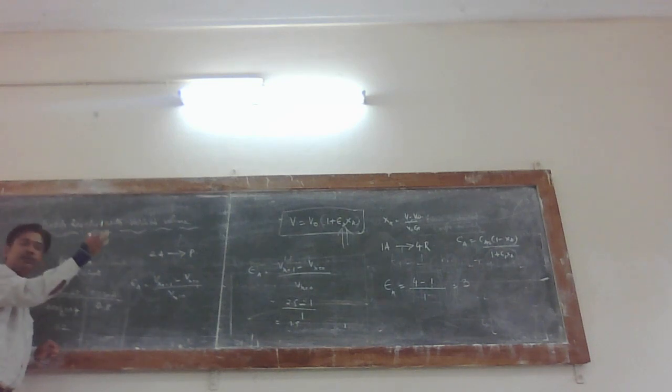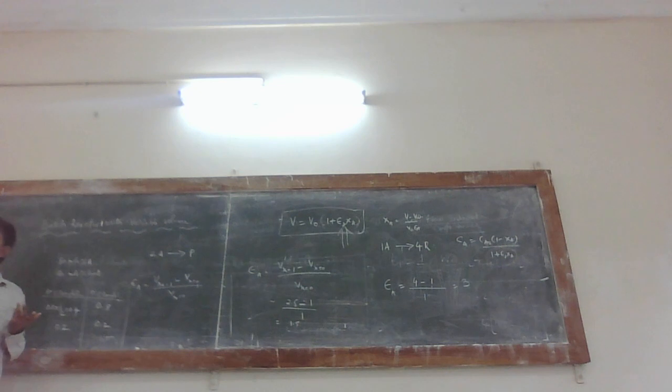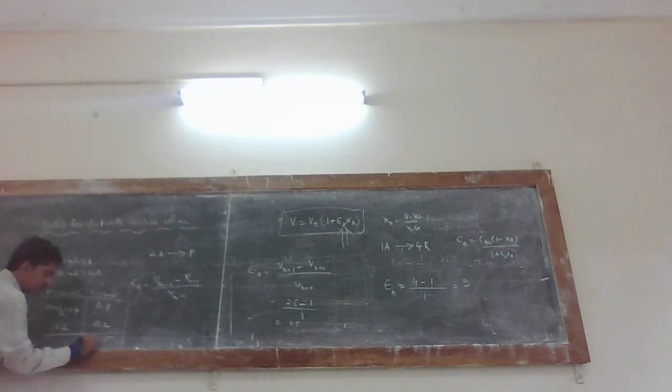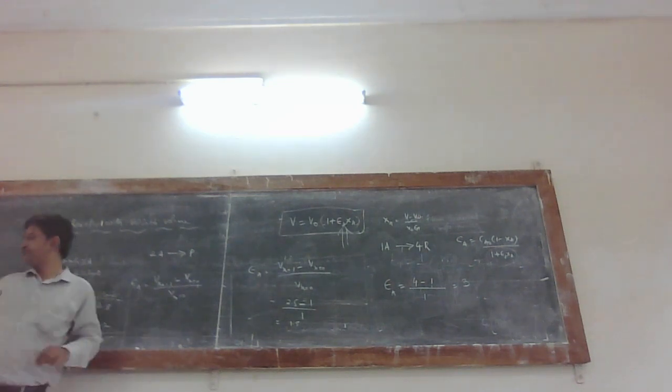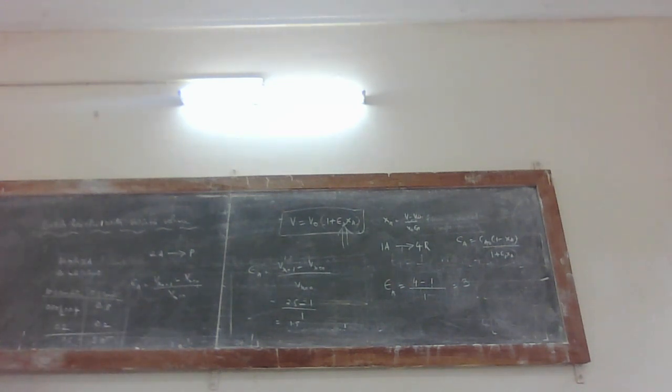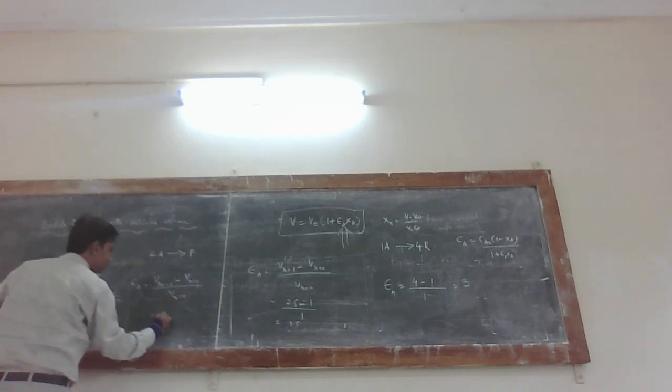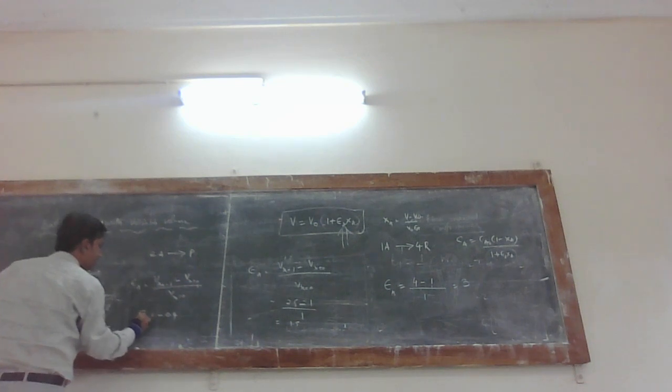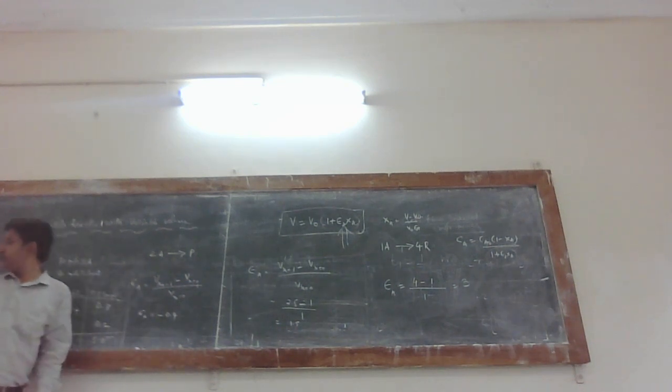Nothing is converting. Inerts will be already there. So this will become 1 here. So your epsilon A is equal to -0.4.